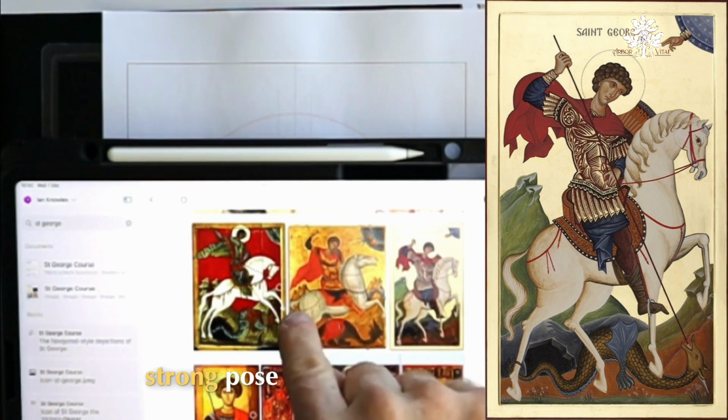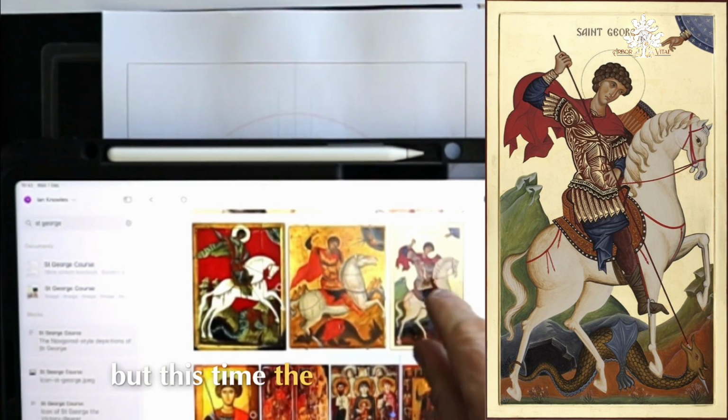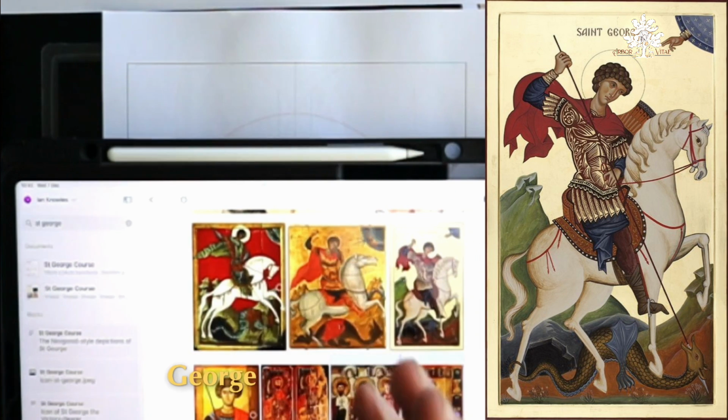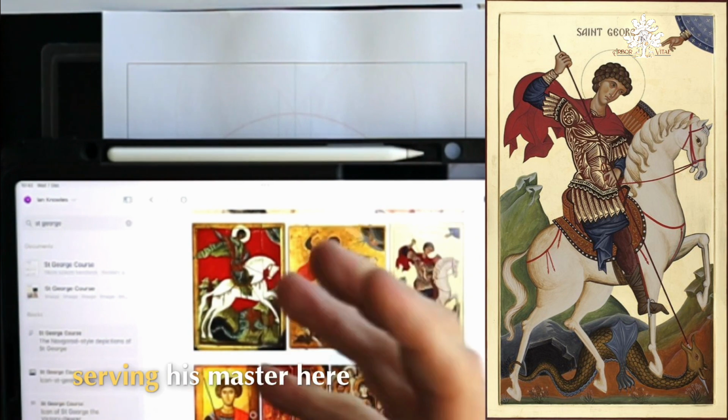You've got that same strong pose, but this time the horse is sort of perky and really engaging with us, but even more importantly, presenting St. George. The horse is really serving his master here.